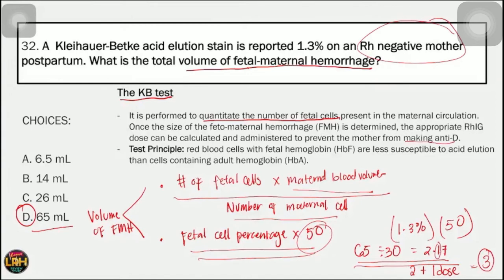If the value after the decimal number is more than 5, you have to round up the computed value plus 1 dose. So in this case, this is 2.17. We have to round it down as 2. Adding 1 dose, the answer is 3. 3 dosage.